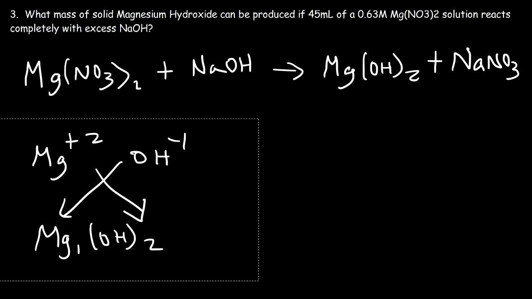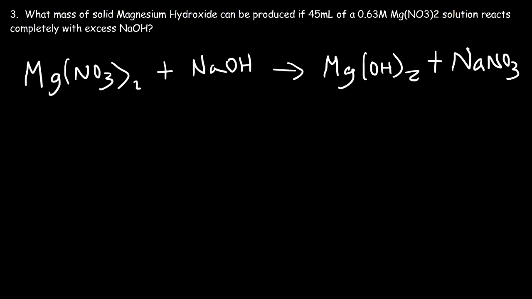Now let's balance the chemical equation. So we have 2 nitrate ions on the left, therefore we need a 2 in front of NaNO3. So now we have 2 sodium ions on the right, so we need a 2 in front of NaOH. And now everything is balanced. So our goal is to find the mass in grams of magnesium hydroxide. Now, sodium hydroxide is the excess reactant. Magnesium nitrate is the limiting reactant. So therefore, we can base our calculations on the quantity of magnesium nitrate.